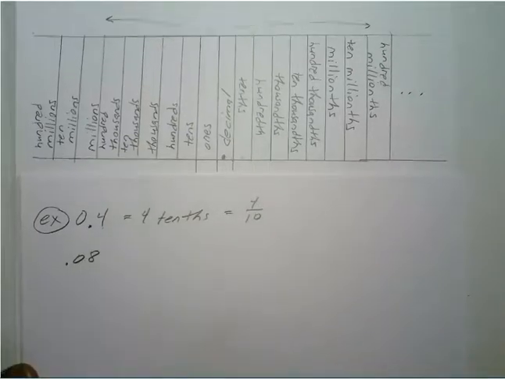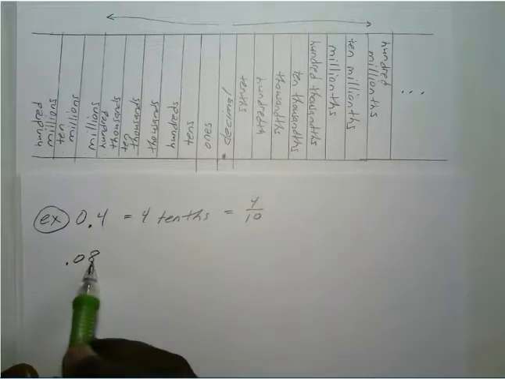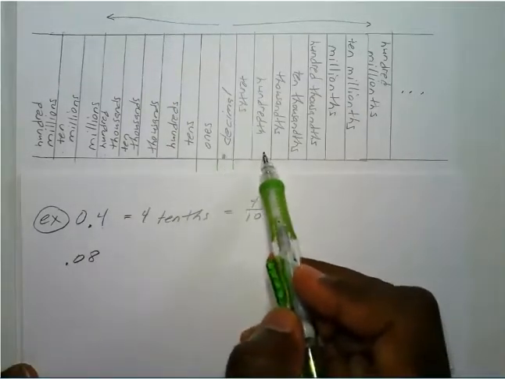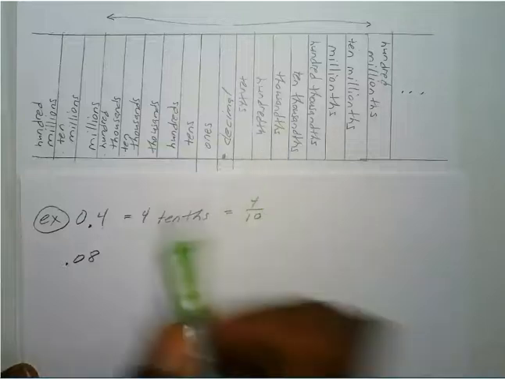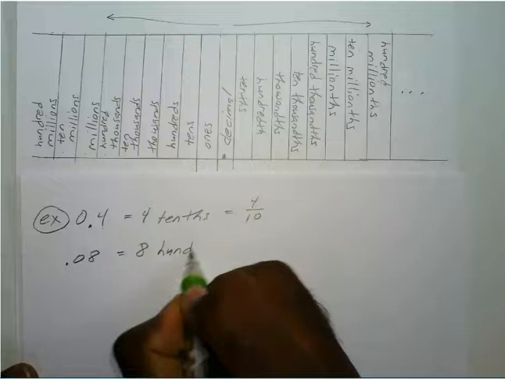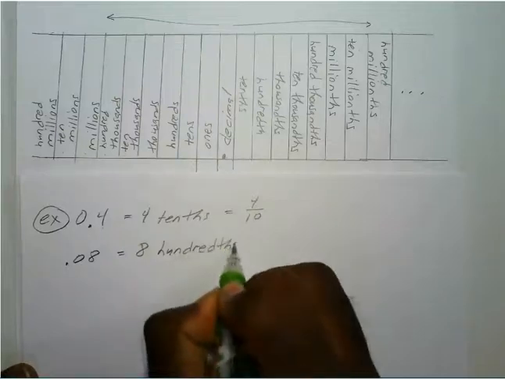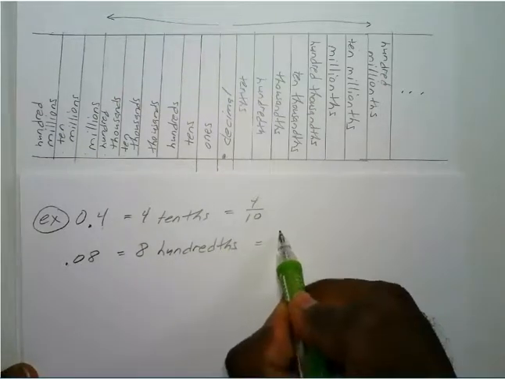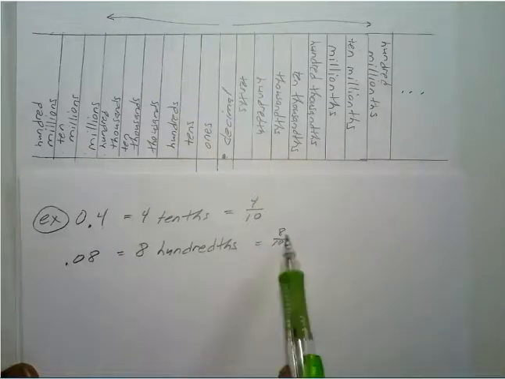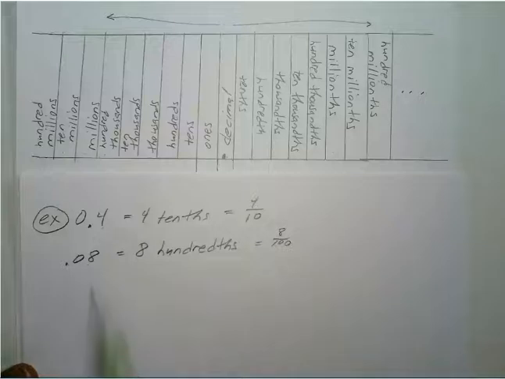Okay, so if you have 0.08, you have 2 spaces to the right of the decimal. So 2 spaces is the hundredths. So this is 8 hundredths, which is 8 over 100. If you plug 8 divided by 100 in the calculator, you get 0.08.